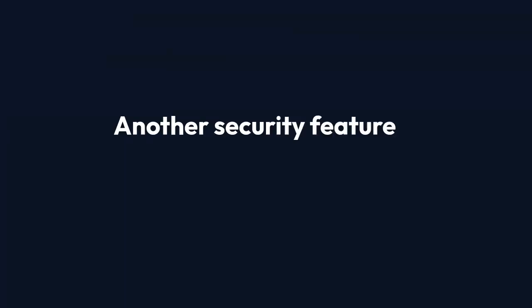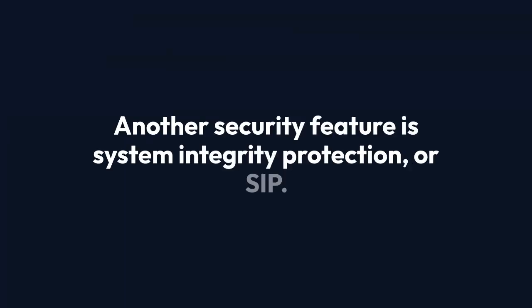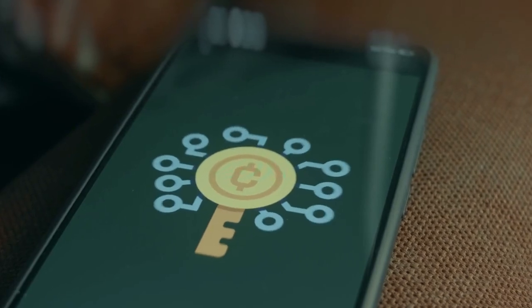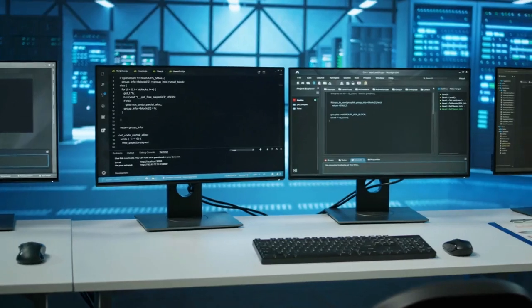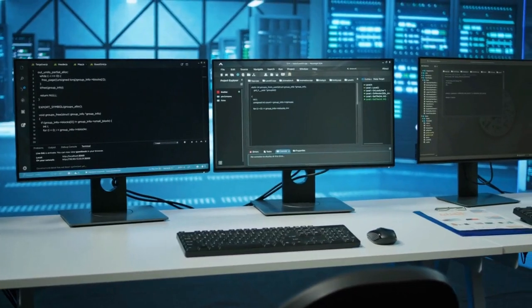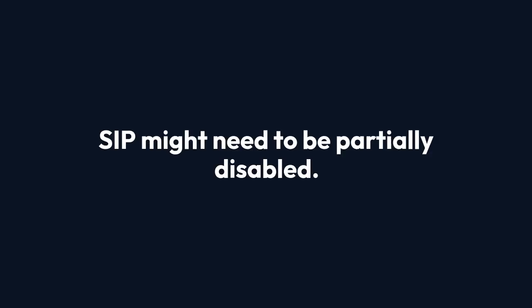Another security feature is System Integrity Protection, or SIP. macOS uses SIP to protect its own system files from being modified. Sometimes, for Asahi Linux to access certain hardware or implement advanced features, SIP might need to be partially disabled.